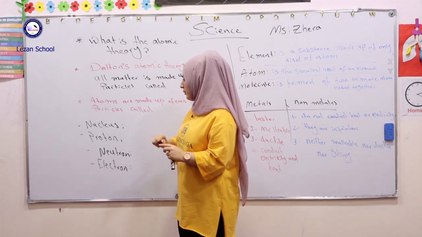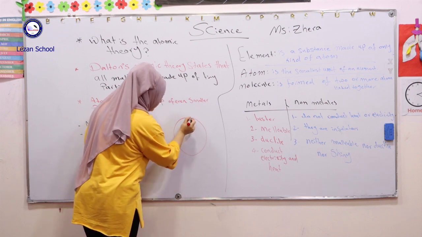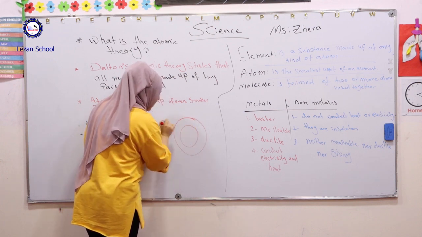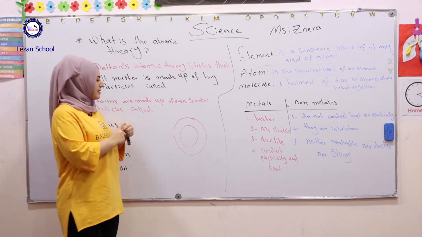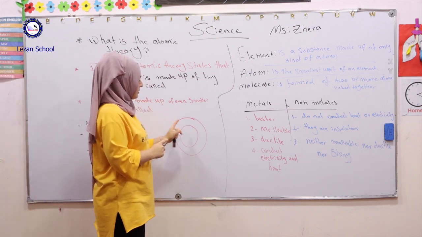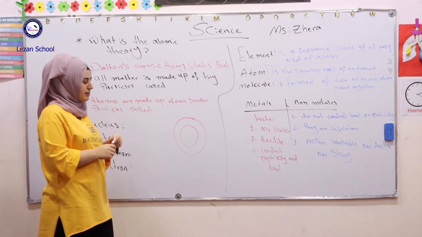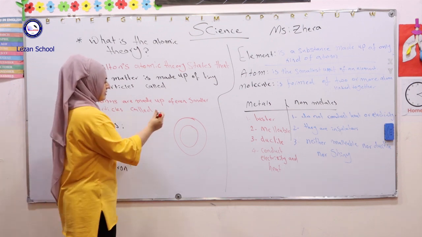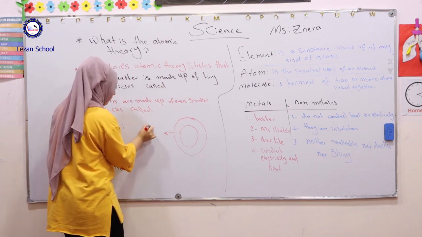We will start with the nucleus, and first I'm drawing the picture for you. This is the atom. Atoms start with the nucleus. The nucleus is the tiny center of the atom. It means all atoms have 3 subatomic particles. The nucleus is at the center of the atom. This circle inside the atom is called the nucleus.